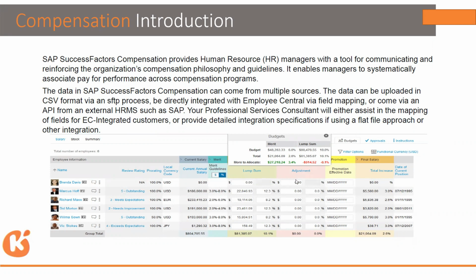Then merit, lump sum, adjustment. Merit is basically based on your rating, the reviews that you have received. Lump sum is basically something you are getting as a lump sum. The lump sum amount is not added to your CTC. It's a one-time thing.